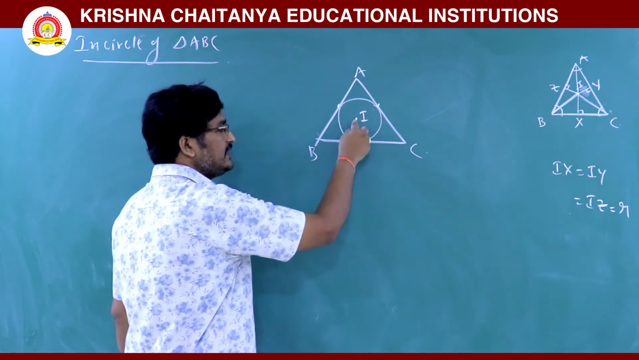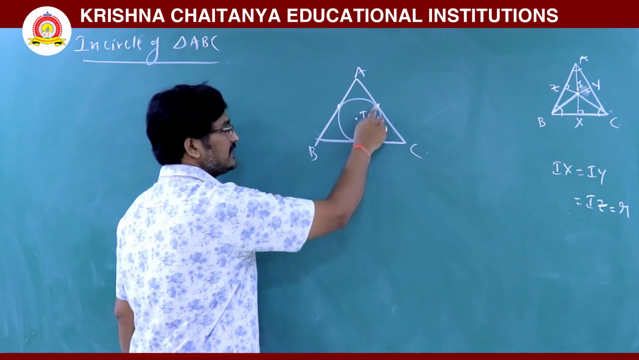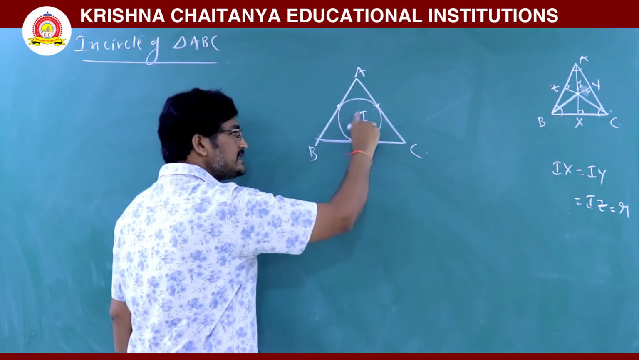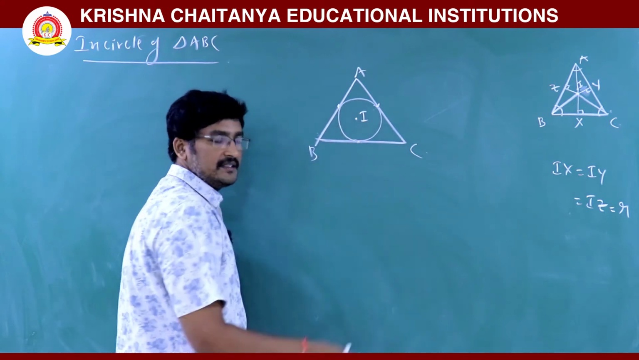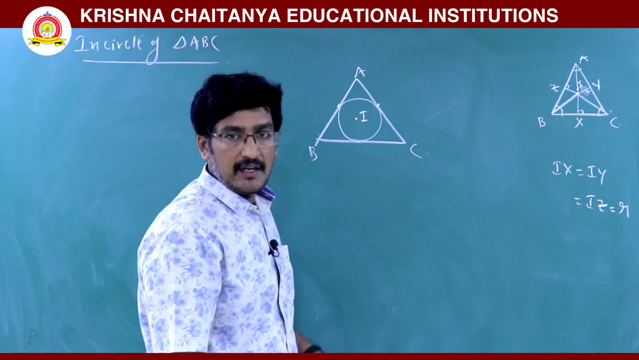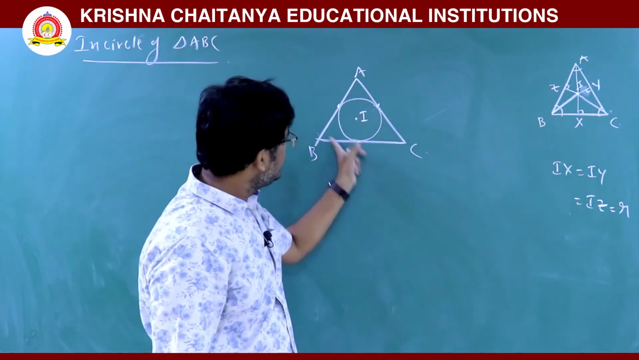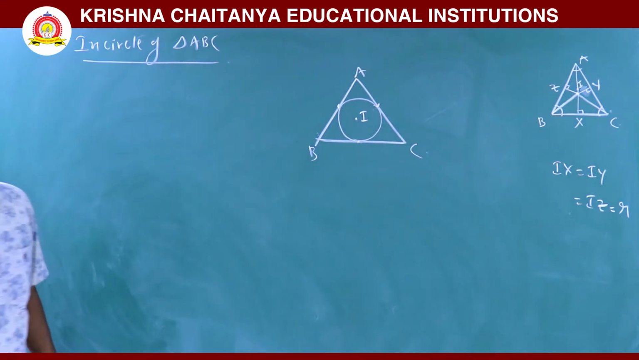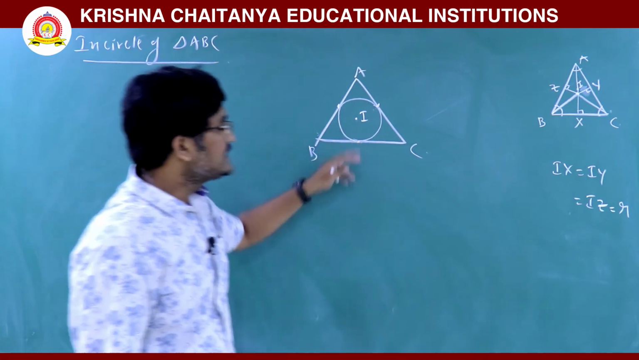This I is equidistant from the three sides of the triangle. Suppose I take I as a center and this distance as a radius, small r. Then that circle touches all three sides of the triangle. That circle is called the incircle of triangle ABC. This is the incircle.